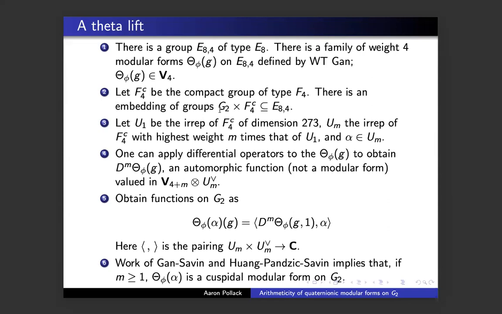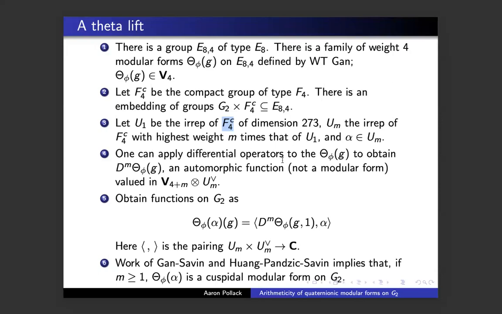So to make that precise, here's one way of making that precise. And maybe this is a little too precise for a talk, but it's just so you can see, roughly speaking, what's going on. So it turns out that this group F4C has an irreducible representation, which I've called U1, which is of dimension 273, just a particular irreducible representation. That has some highest weight. I can multiply that highest weight by M, and I denote by UM the irreducible representation of F4C with that highest weight, M times that of U1.